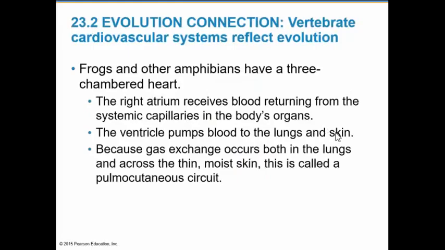These fish, frogs, and other amphibians, and most reptiles, have a three-chambered heart, where the right atrium receives the blood returning from the systemic capillaries. And then one ventricle pumps the blood to the lungs and skin, because gas exchange takes place in the lungs and in the skin. We call this a pulmocutaneous circuit.